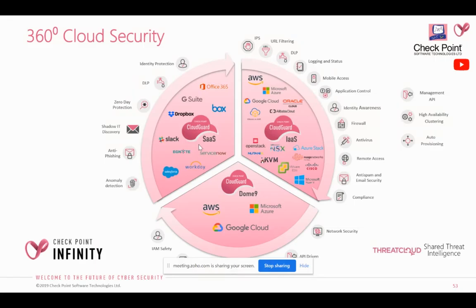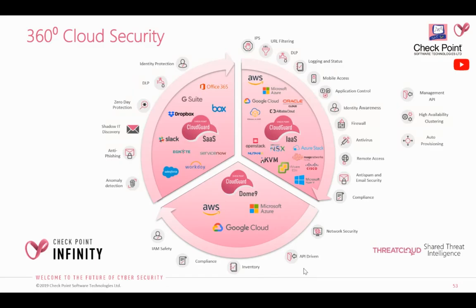And Doom 9, this is API-driven IAM safety. The identity access management can also be provided, security posture checking, and inventory compliance. Everything can be done using these Doom 9 products. And the license will be based on the number of machines, number of workloads we are integrating with Doom 9.